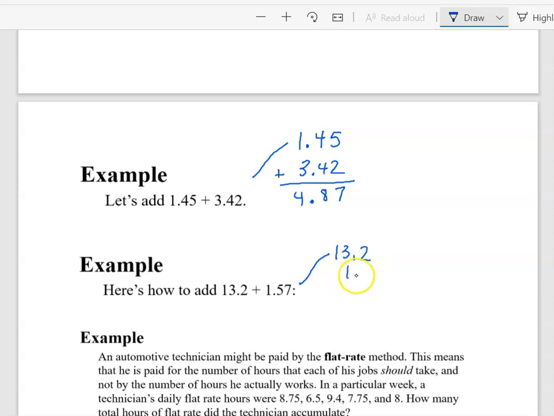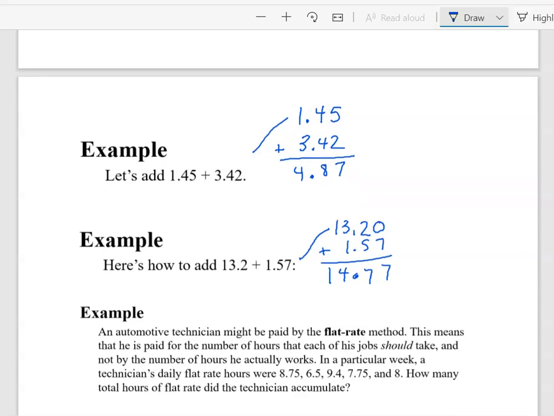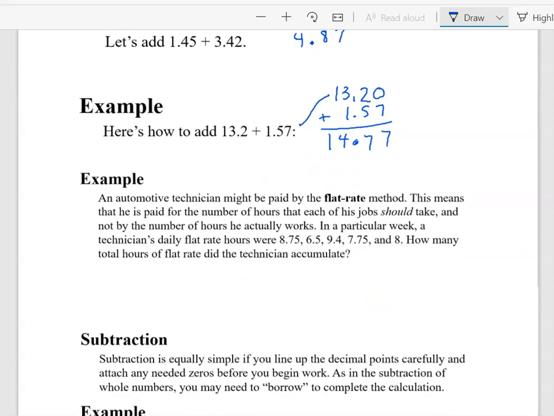13.2 and 1.57. The tricky part about this is to make sure our decimal point is lined up. And also, it would maybe be helpful to stick a 0 here. We can always add zeros to the ends of the numbers so that it's not confusing with nothing being there. 0 and 7 is 7. 2 and 5 is 7. 3 and 1 is going to give you 4. And then we would bring down our 14. So 14 and 77 hundredths would be the answer.